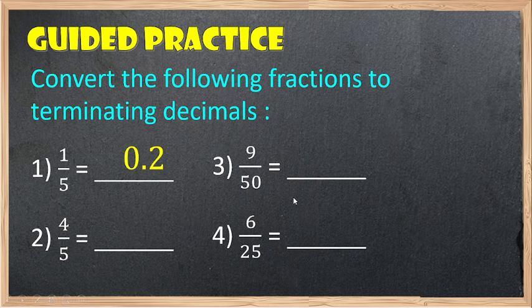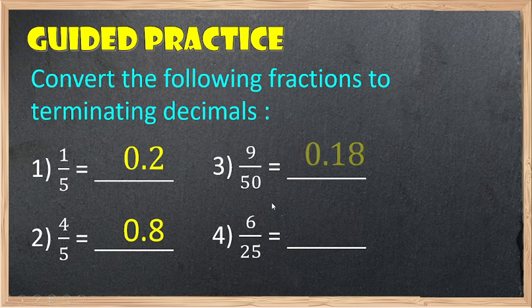Number 2, we have 4/5. Comment down your answer. Okay, the answer is 8 tenths. And then number 3, 9 divided by 50. What would be the answer? The answer is correct. The answer is 18 hundredths.